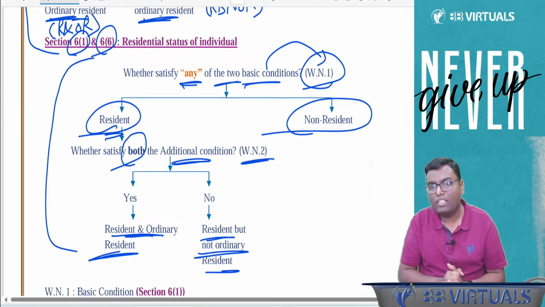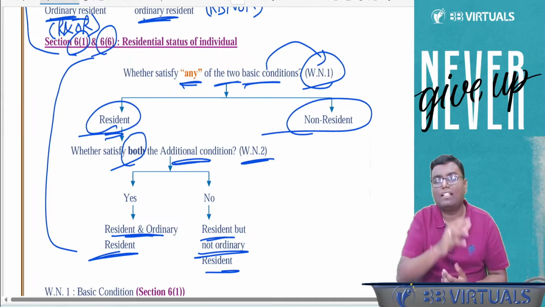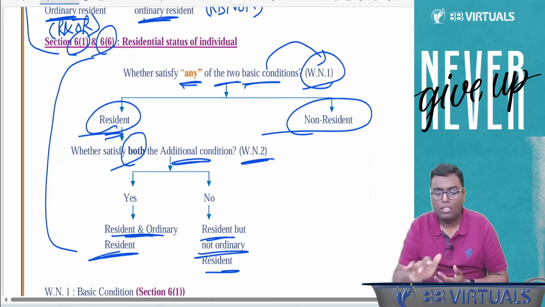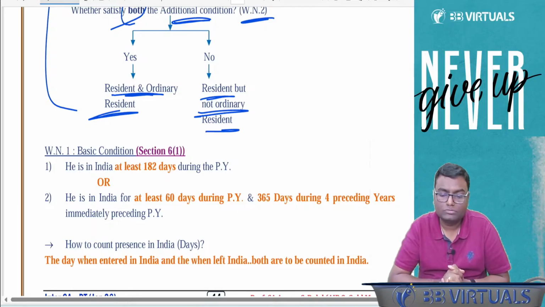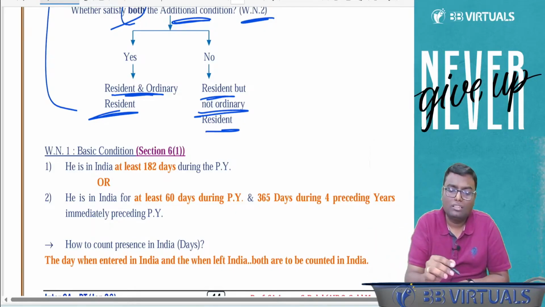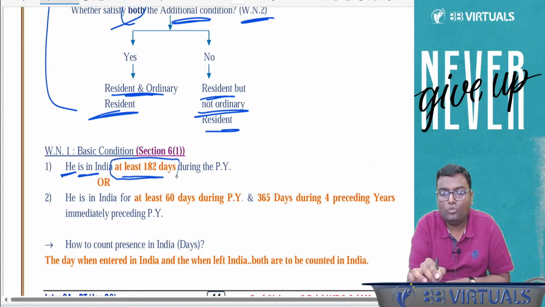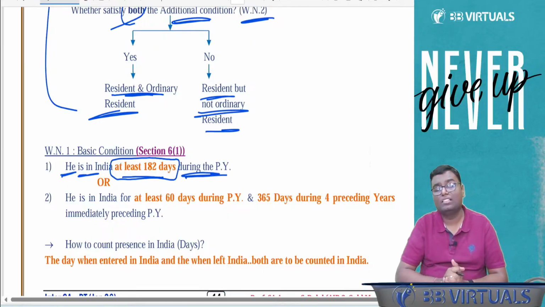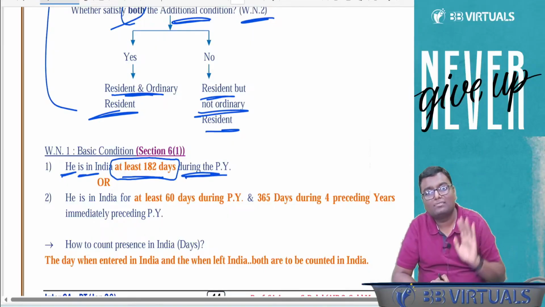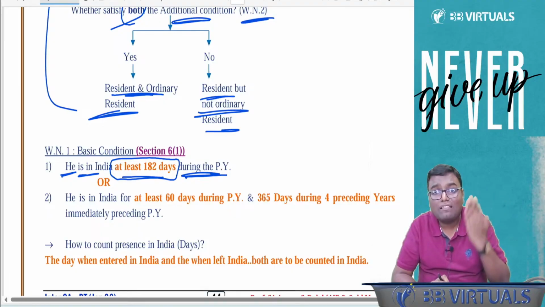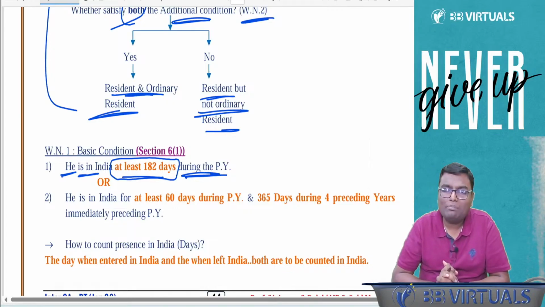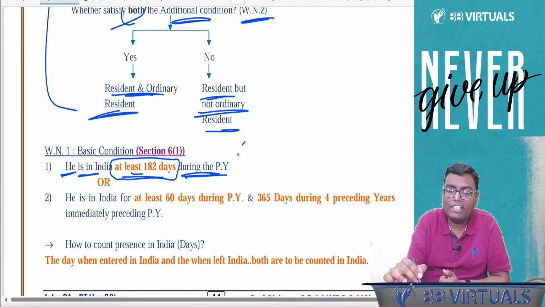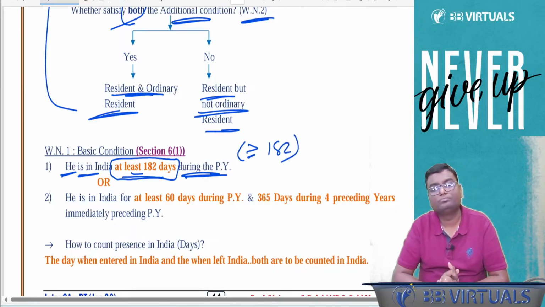First, we have to discuss working note 1, and that is the basic condition. So basic condition, section 6, subsection 1. The first condition: the taxpayer should be in India for at least 182 days during the previous year. Achha, can I say previous year means preceding year? No, previous year means the current financial year. For us, 24-25. How many days should that person be staying in India? At least 182, greater than or equal to 182.